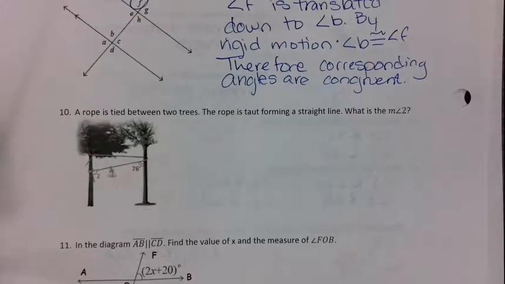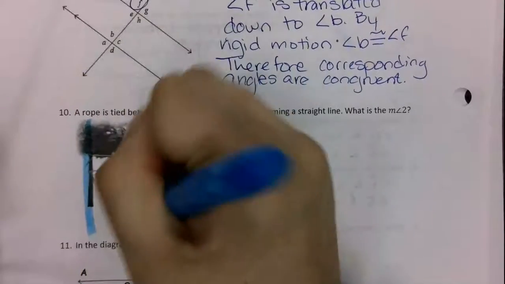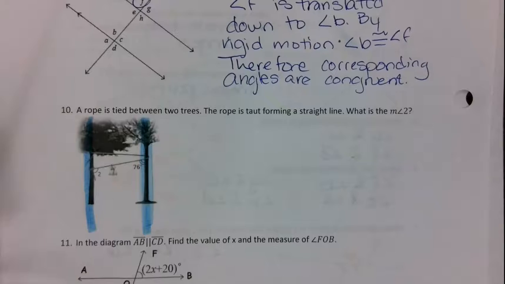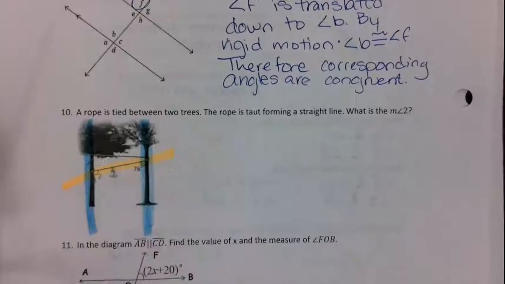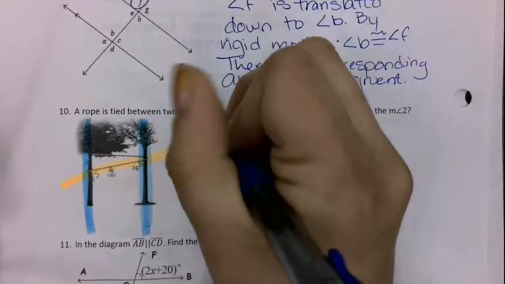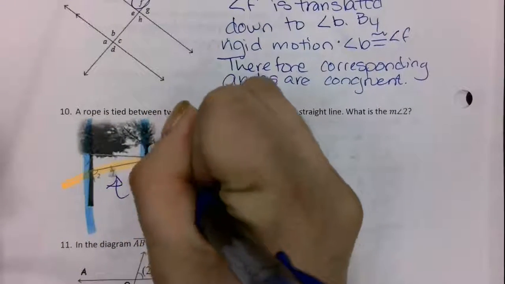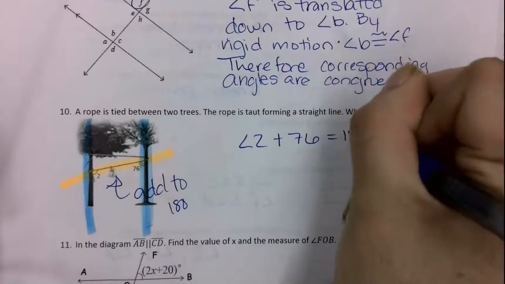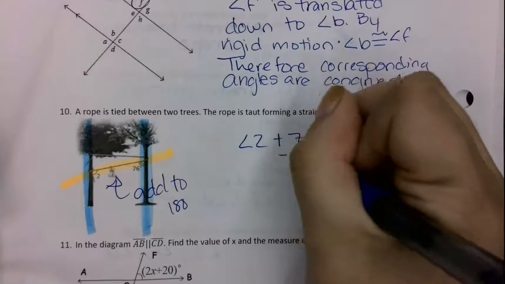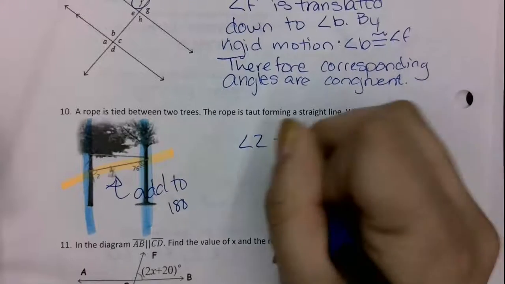Okay, this one is talking about a line that the rope is tied between two trees. I want to figure out the measure of angle 2. So my trees are my parallel lines. Okay. The rope in between is my transversal. So these two angles are consecutive interior. Consecutive interior angles add up to 180. So what I'm going to do is I'm going to have angle 2 plus 76 equals 180. Then I want to subtract 76 on both sides, and I get angle 2 equals 104 degrees.